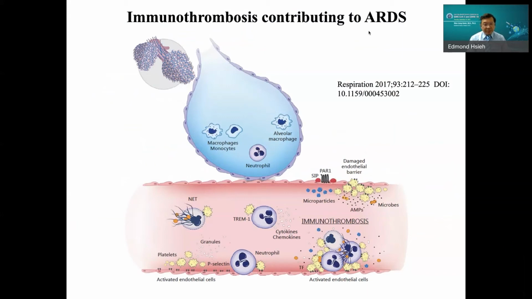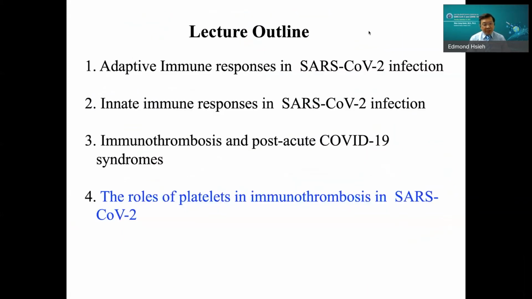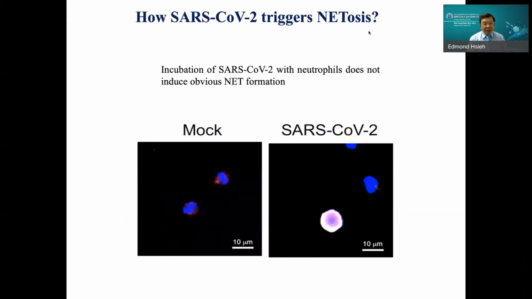So what's the mechanism? And I would like to emphasize another cell, the platelet, which is also regarded as an innate immunity cell. So when we decided to investigate this issue, we got SARS-CoV-2 viruses and incubated them with neutrophils, and you find there's no obvious NET formation. So it's very interesting. With the plasma you get strong NET formation, but if you incubate the virus per se, it doesn't produce strong NET formation. This indicates other factors are contributing to NET formation in COVID-19.